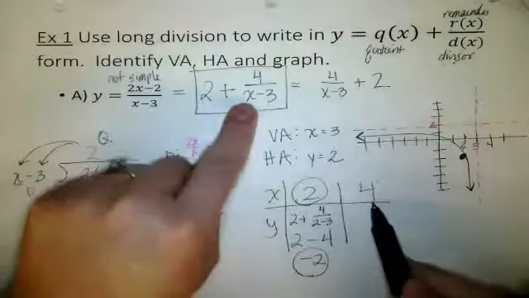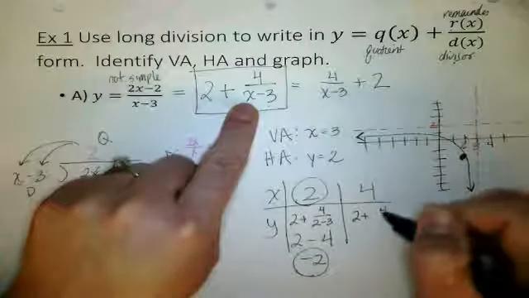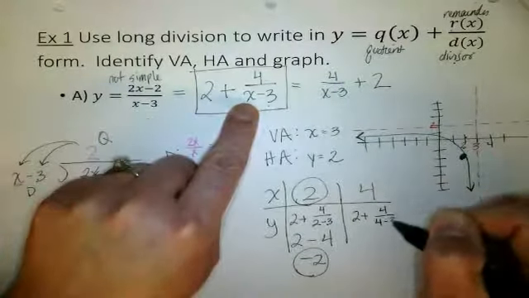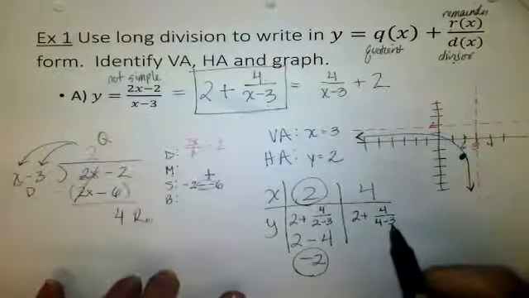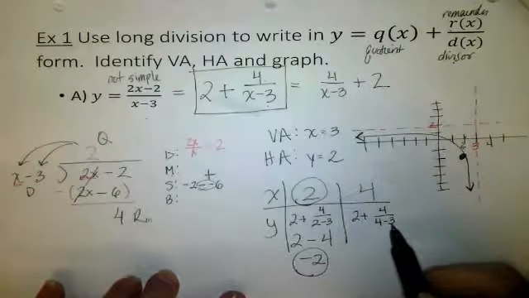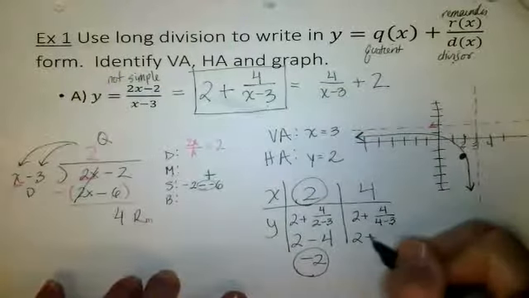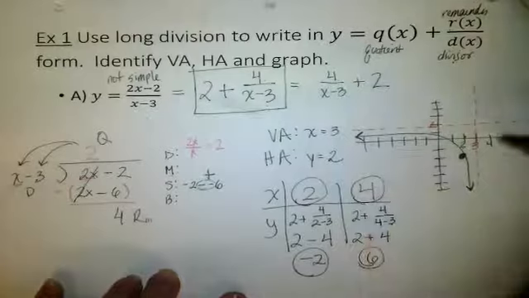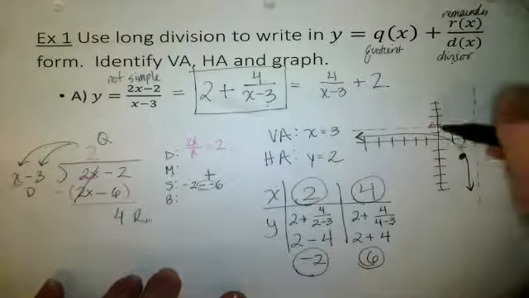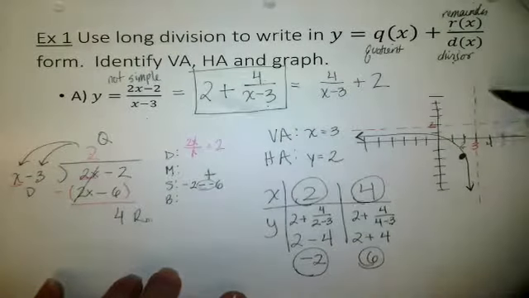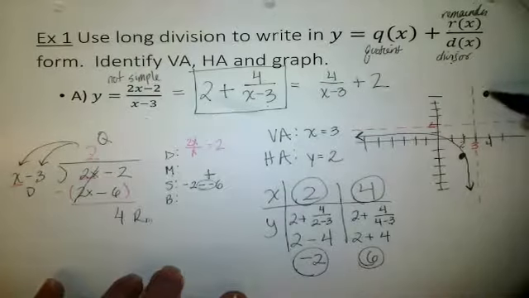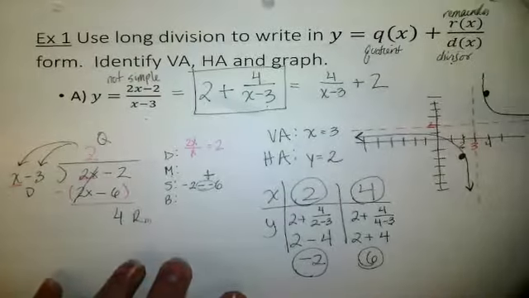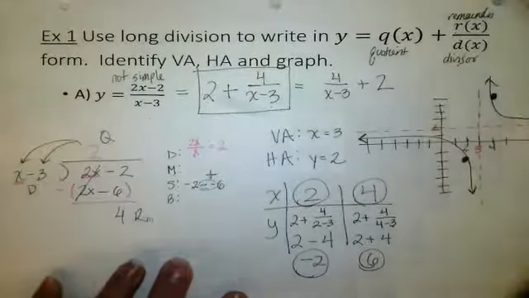When I plug in the 4 in place of the x, 2 plus 4 divided by 4 minus 3. 4 minus 3 is 1. 4 divided by 1 is 4. 2 plus 4 gives me 6. So I have the ordered pair (4, 6). 1, 2, 3, 4, 5, 6. (4, 6) is right here. And again, I just need that sort of L shape in those border walls.